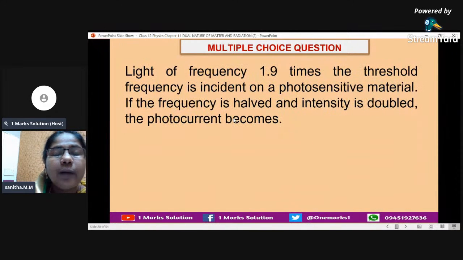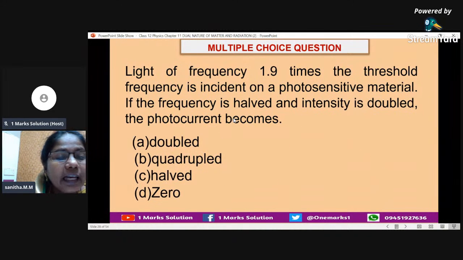Light of frequency 1.9 times the threshold frequency is incident on a photosensitive material. If the frequency is half, means 1 by 2, and intensity is double, the photoelectric current becomes. This question also usually the student will make the mistake. Here you can see that the option is double, quadrupled, halved, and 0. We will see what will be the answer.